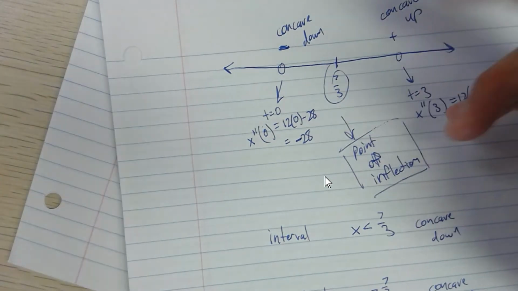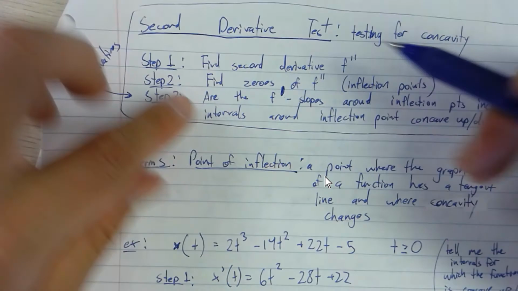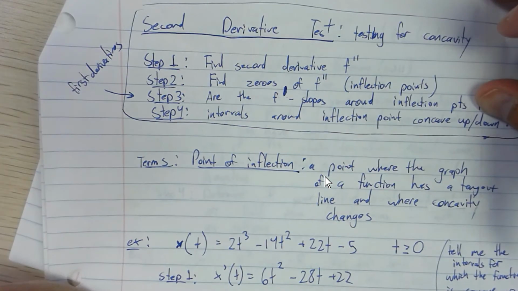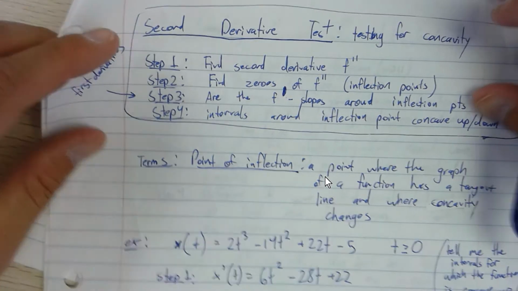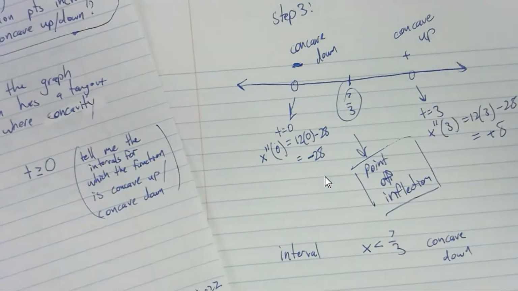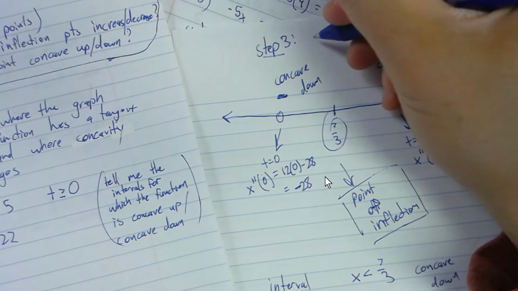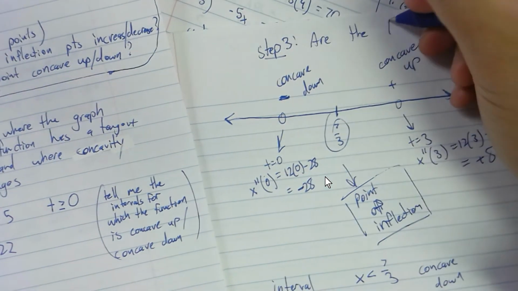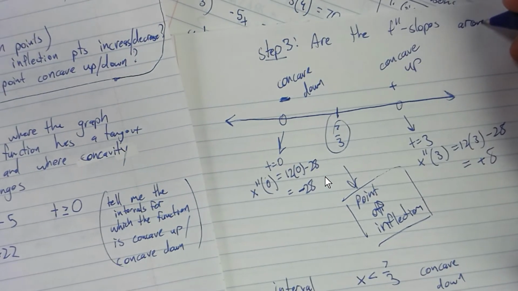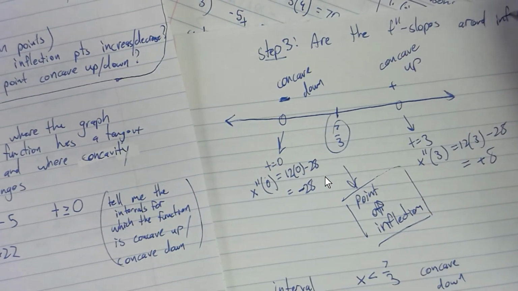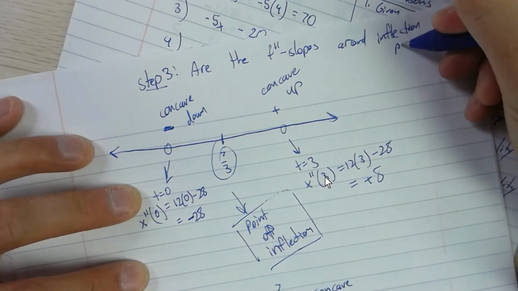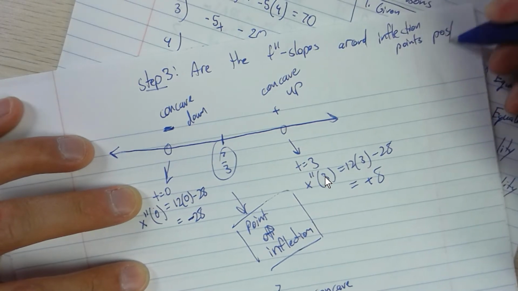Okay, so step 3 actually could have been: are the f double prime slopes around the inflection points positive or negative? So you could have done it that way too. So for step 3, you have the option of an alternative step 3: are the f double prime slopes around the possible inflection points positive or negative? We don't want to say the actual inflection points, but possible inflection points. Okay.